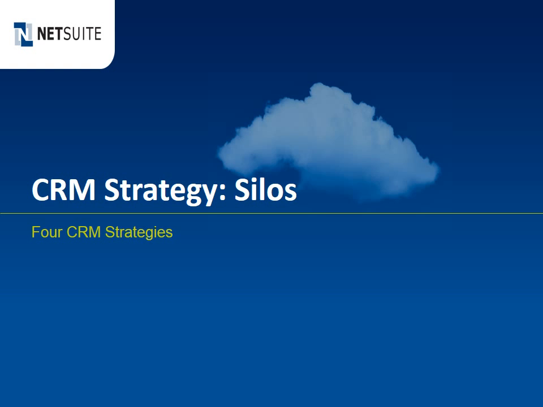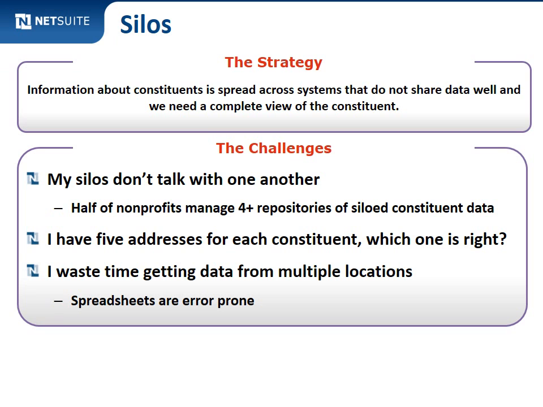All right, I'm going to move on to silos, and then we'll get to some of the bigger Q&A. So silos, the strategy here is my information about constituents is spread across systems that don't share data well, and we need a complete view of the constituent. Basically what happens is that event system doesn't talk with your CRM, and then everybody started storing information in Outlook, and now you've got Outlook, your CRM and your event system, and who knows what the address is.